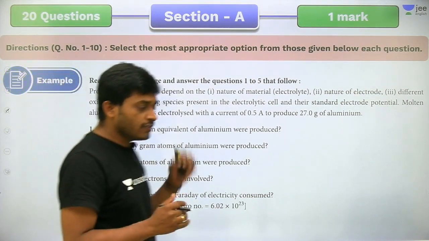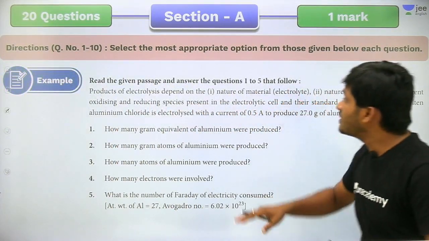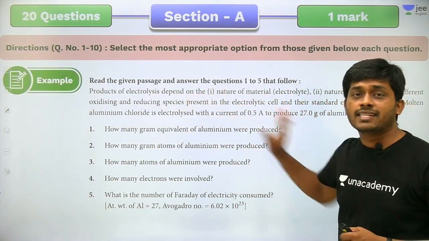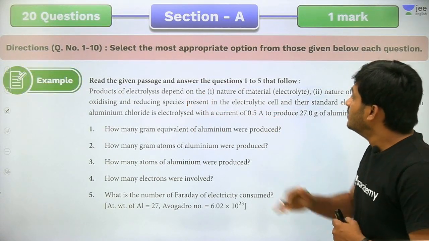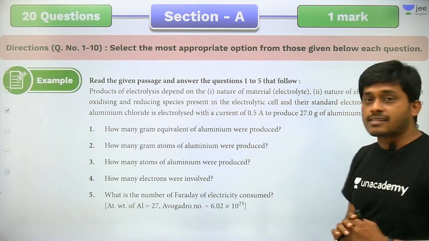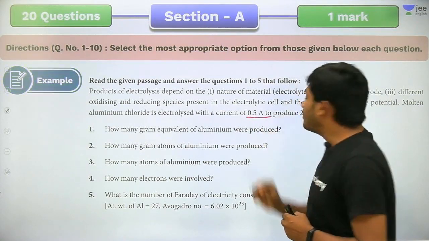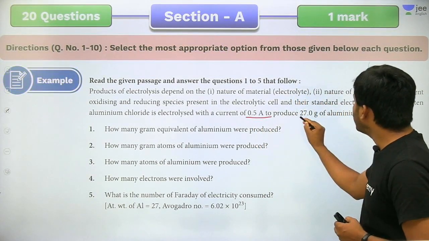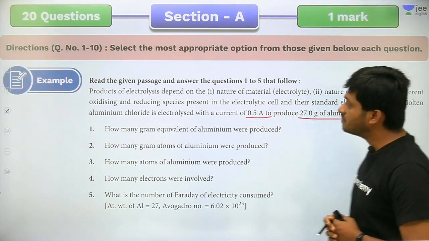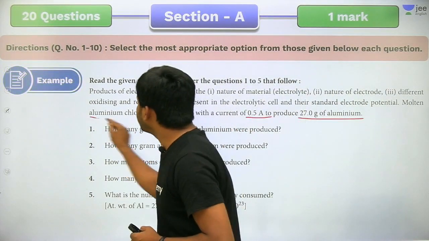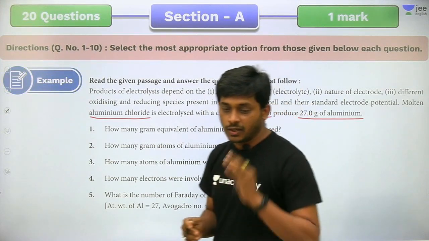In this mock paper, the first question, you can see, is from the electrochemistry chapter. Aluminum electrolysis is done, and 0.5 ampere produced 27 grams aluminum. Molten AlCl3 is electrolyzed.